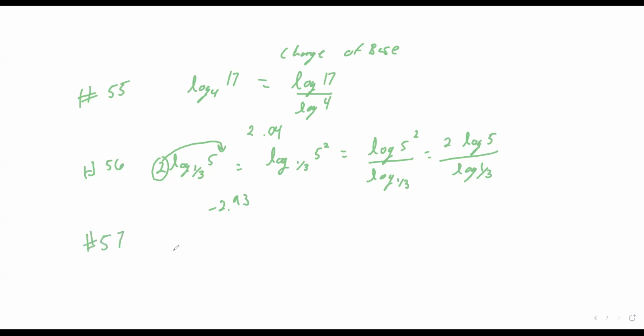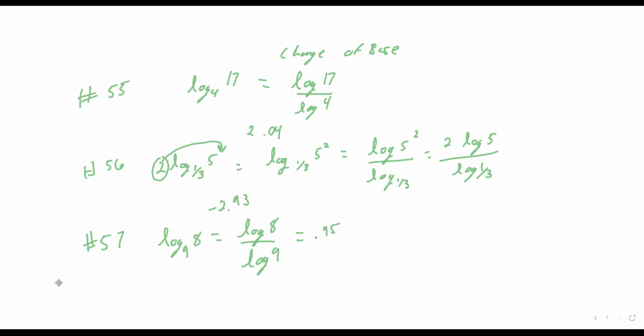So number 57, log base 9 of 8 can be rewritten as log of 8 over log of 9. Again, to evaluate, you just plug it into the calculator. So I'm not going to switch back. I think at this point you understand. If not, I don't mind doing another video on it. But in this case, we would get 0.95.